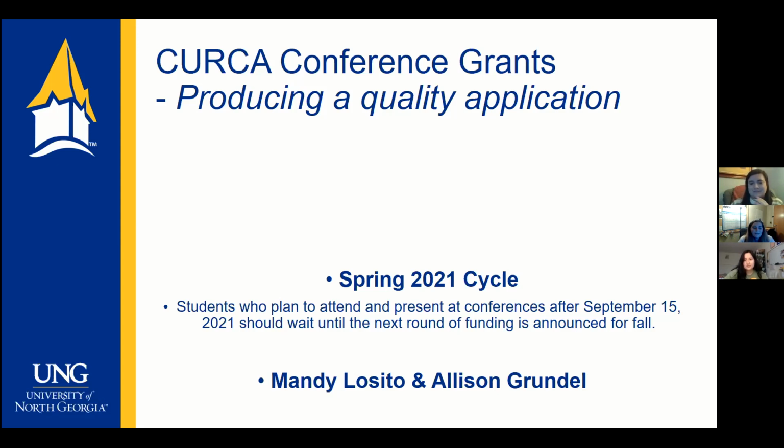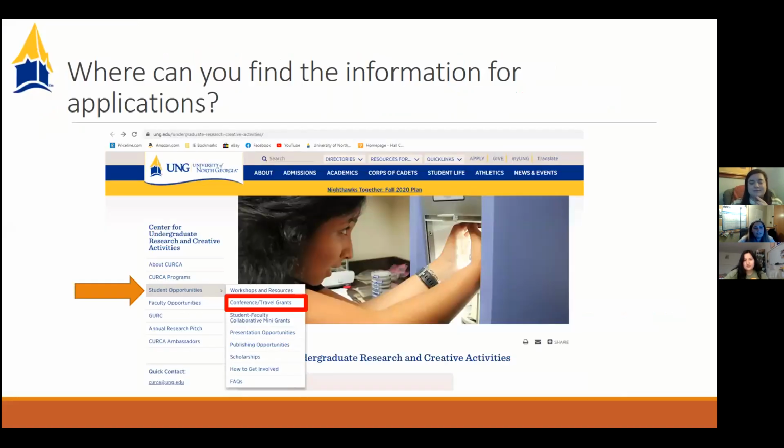So with our next slide, we're going to start finding some more information about our conference grants. I like to search just on Google. I do UNG CURCA and it comes right up. Or when you're in the UNG website, you can do it on the search bar as well. And CURCA stands for Center for Undergraduate Research and Creative Activities. And then under student opportunities, you'll find the conference travel grants tab, which has more information.